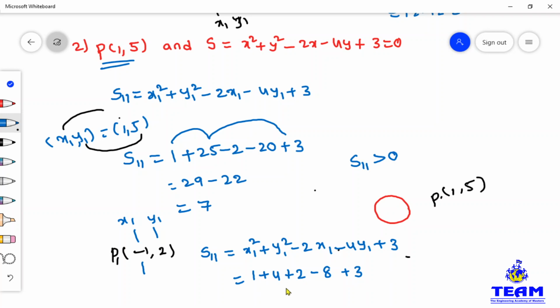So what is the solution here? You see, friends, 1 plus 4 is 5. 5 plus 2 is 7. 7 plus 3 is 10. 10 minus 8 is 2. So which is greater than 0. Therefore obviously minus 1 comma 2 is also another point P which is outside of the circle. Is it clear, friends? Okay, if you want I will take one more also.